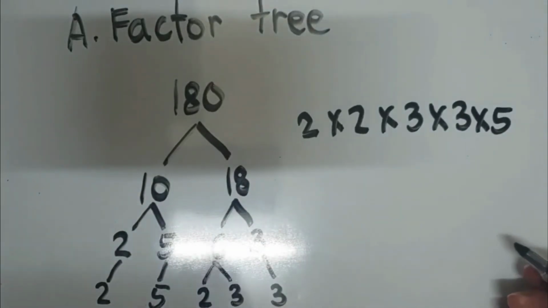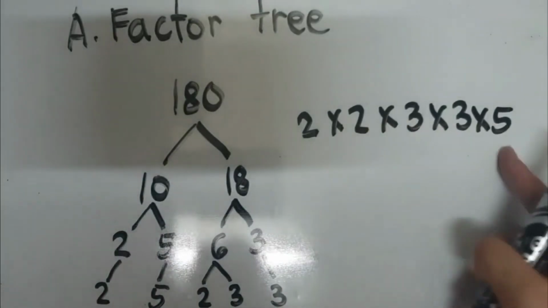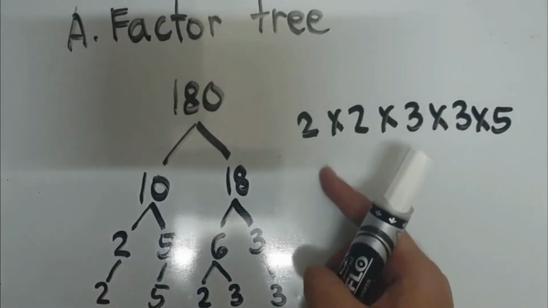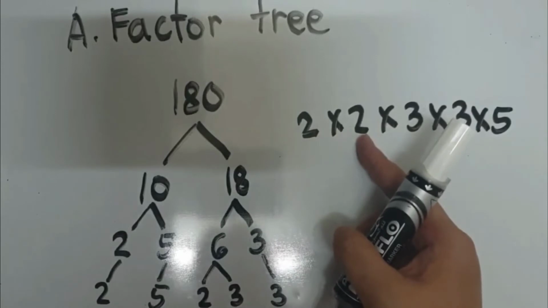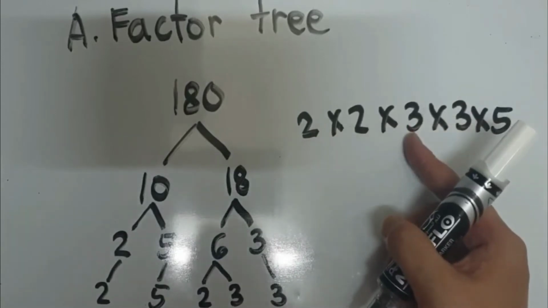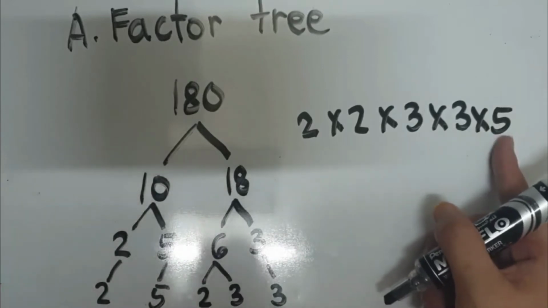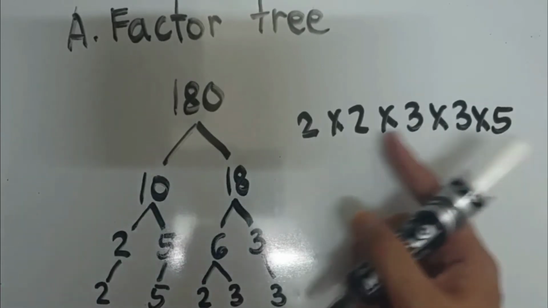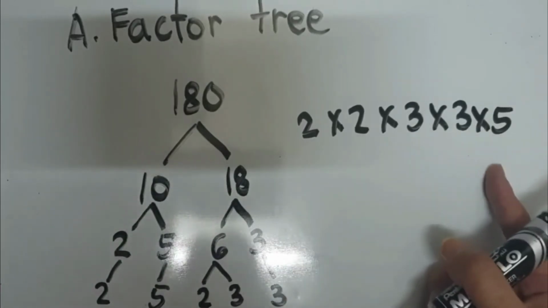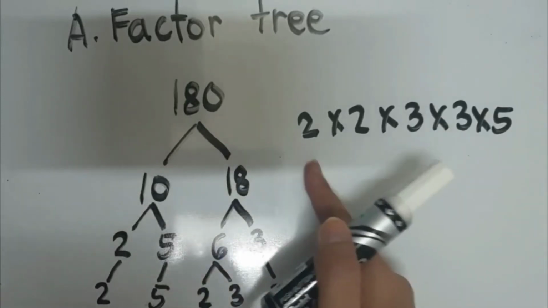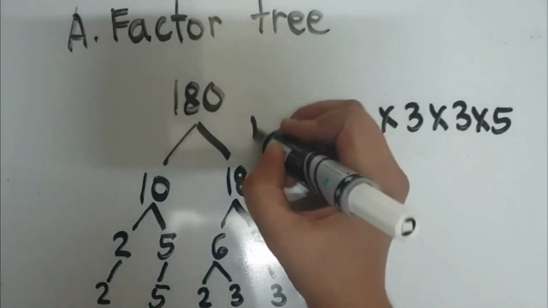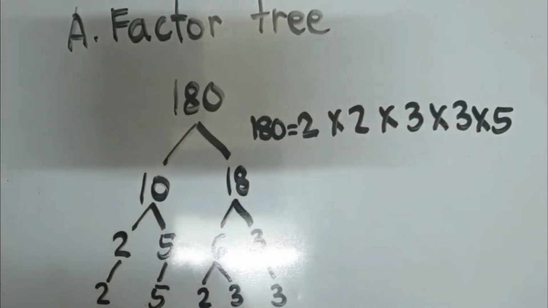Now, to check if your answer is correct, you can just multiply them. Let us see. 2 times 2 is 4, times 3 is 12, times 3 is 36, times 5 is 180. That means our prime factors are correct. So, this is the prime factorization of 180.